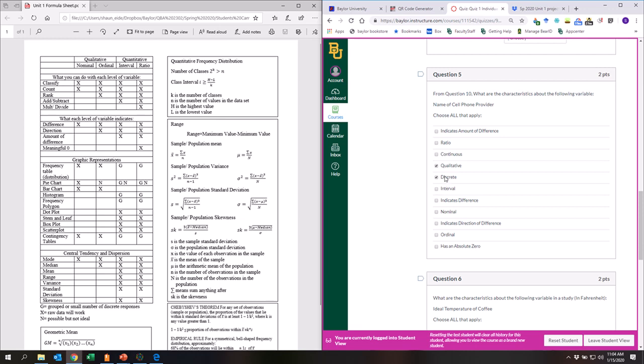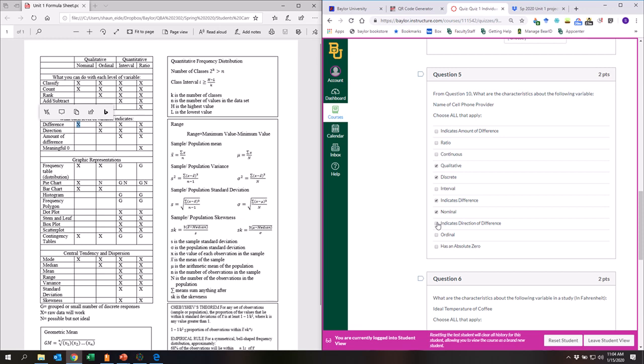Okay. Interval. It's not interval because that would mean that it's quantitative. Does it indicate that there is a difference? Yes, it definitely indicates that there is a difference. In other words, if you're on AT&T, is it different than being on T-Mobile? That answer is definitely yes. Is it nominal? Yes, we're finally there.